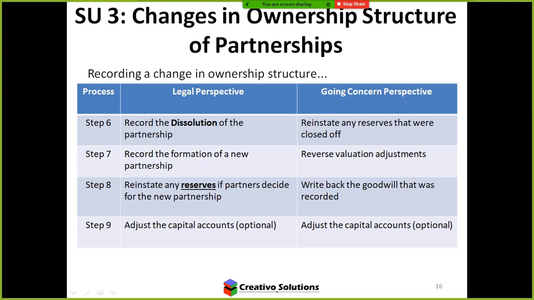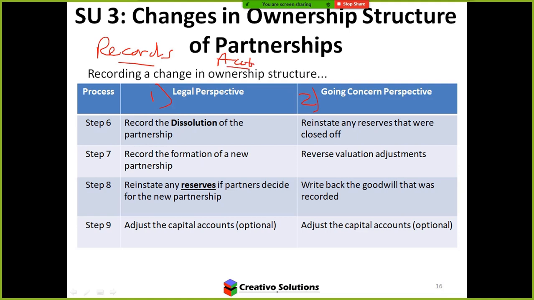Is that when a partner would buy into a business? Okay, remember, it doesn't matter what perspective you have, legal or going concern. Whenever you have a new partner buying in, if a partner buys into a partnership, they have two options. Option one, use the legal perspective, or option two, use the going concern. This is looking at the record keeping, the accounting.